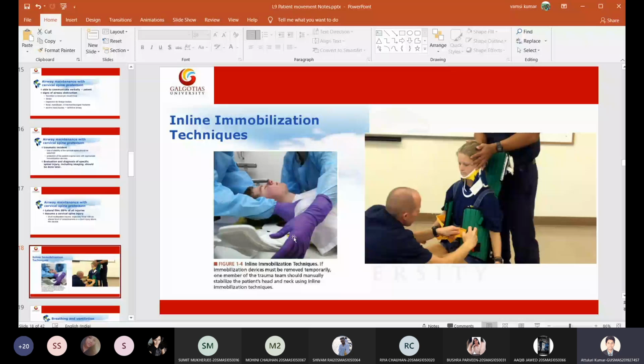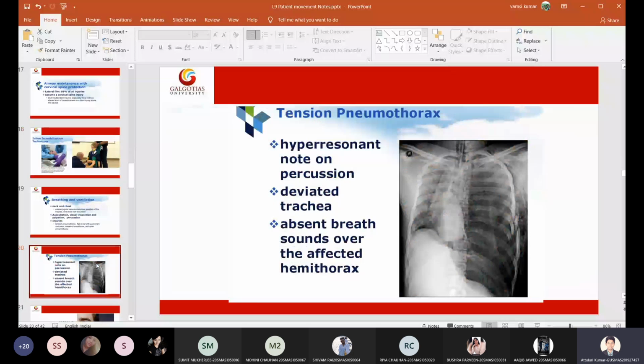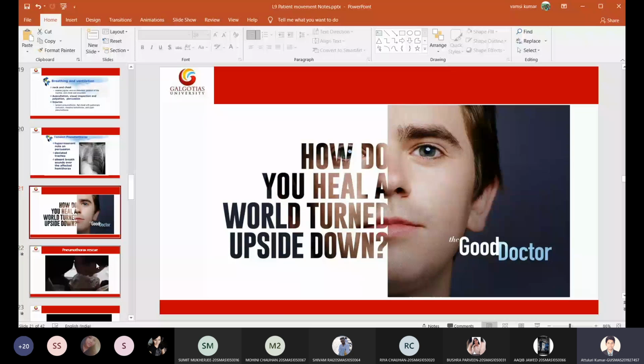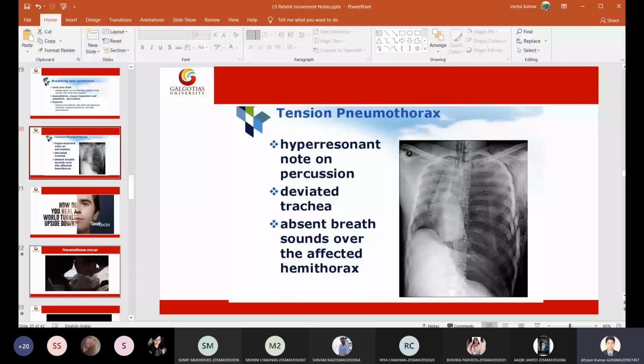Okay, then we need to check the breathing of the patient. If we suspect there is a problem with the breathing of the patient, we should suspect pneumothorax. Pneumothorax means entrapment of air in the pleural space. If air is entrapped in the pleural space, the patient cannot breathe.